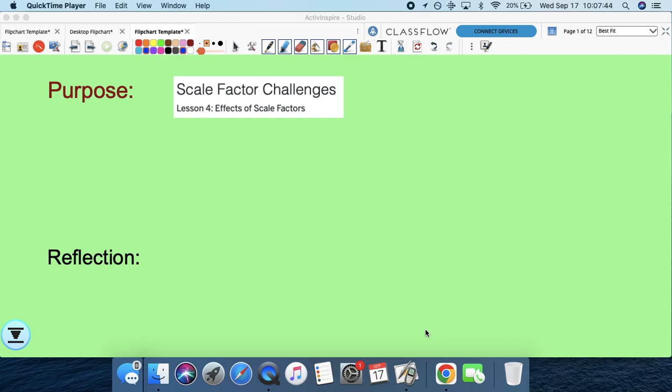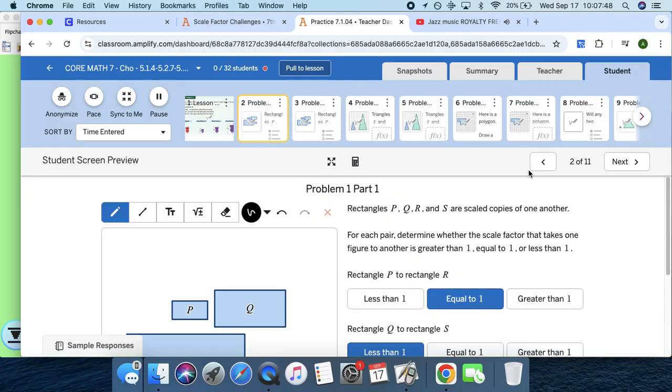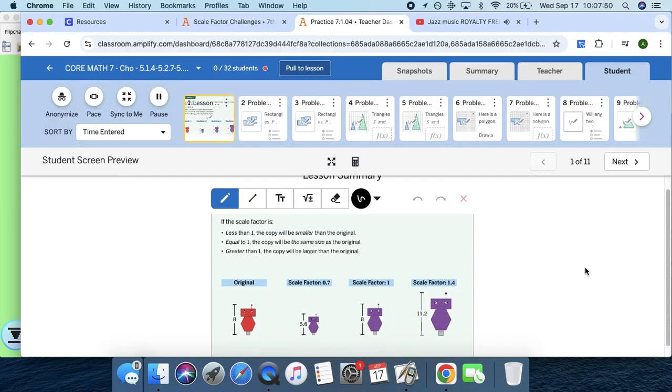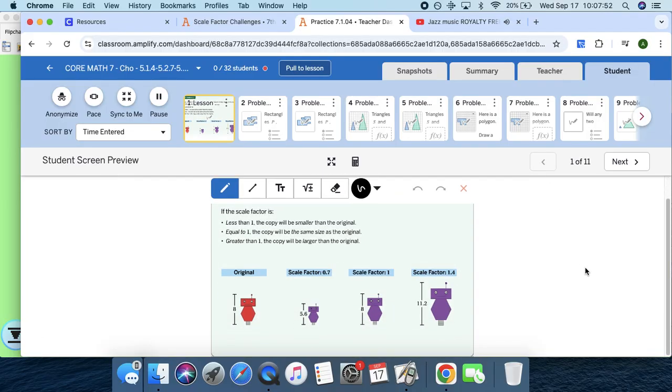Lesson 4, practice 4. Let's get right to it. So there's a little summary, basically tells you what we did today. It talks about the scale factor and how, depending on what the scale factor is, the figure, the copy, was enlarged, reduced, or stayed the same.